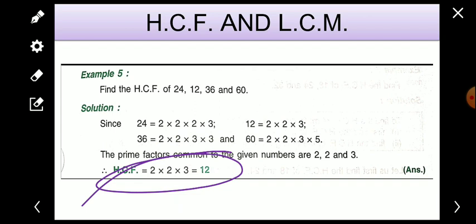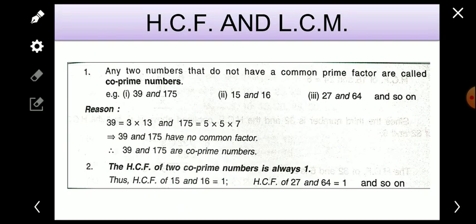So I hope that you understood. If you did not understand, then repeat the video and watch again, you will understand. Any two numbers that do not have a common prime factor are called co-prime numbers. Means any two numbers that do not have a common prime factor, that is known as co-prime numbers.